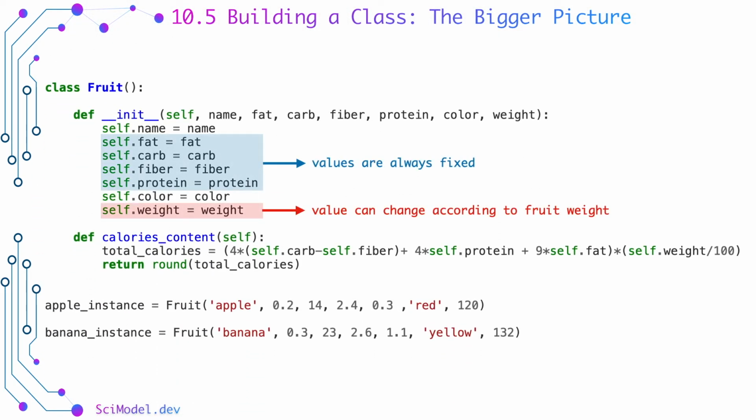The fat, carb, fiber, and protein values are always fixed regardless of the fruit weight since they represent basic facts about the fruit. However, the weight attribute can change according to the real weight of the fruit. Therefore, you always have to re-instantiate your fruit instances once you need to change fruit weight. To avoid this, you can remove the weight attribute from the init constructor and include the weight as an input argument to the calories content method. So now, let us adjust our previous code.